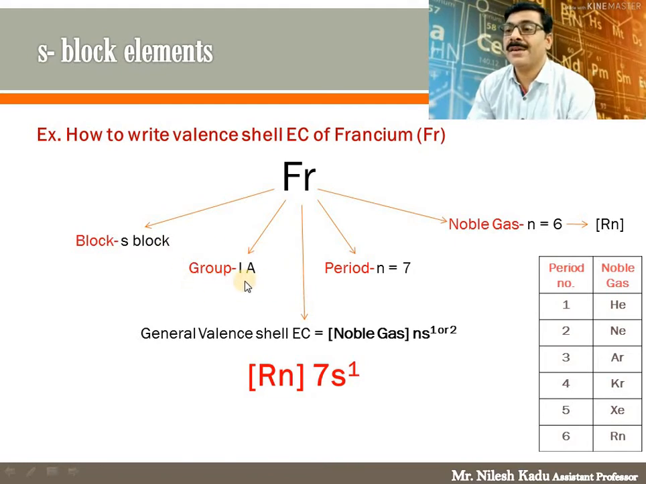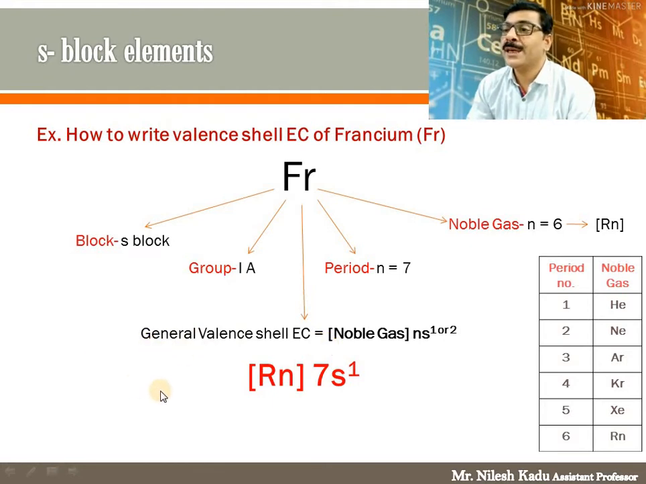The period number of francium is 7, and on the basis of this period number you have to select the noble gas. You can select the noble gas from the above period, that is, from the 6th period, and in the 6th period radon is the noble gas. So for francium, radon is the noble gas. Then you can write the valence shell electronic configuration of francium on the basis of the above data.